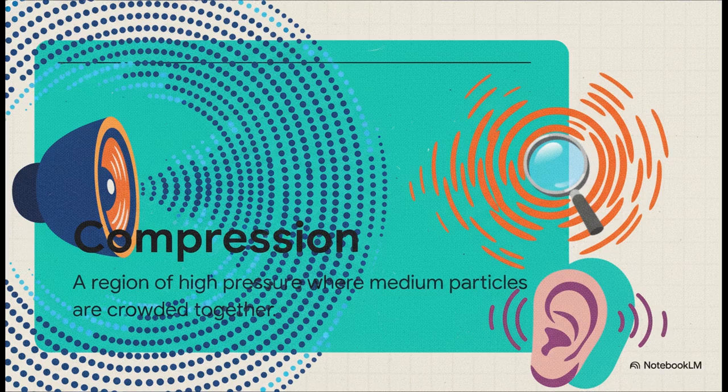Imagine the vibrating object acting like a tiny, super-fast piston in the air. When it shoves forward, it pushes and crowds the air particles together, creating this tight region of high pressure called a compression. Then when it pulls back, it creates a region of low pressure where those particles spread way apart, which we call a rarefaction. This sets off an alternating domino-like chain reaction of high-pressure compressions and low-pressure rarefactions that travel all the way through the air right to your eardrum.